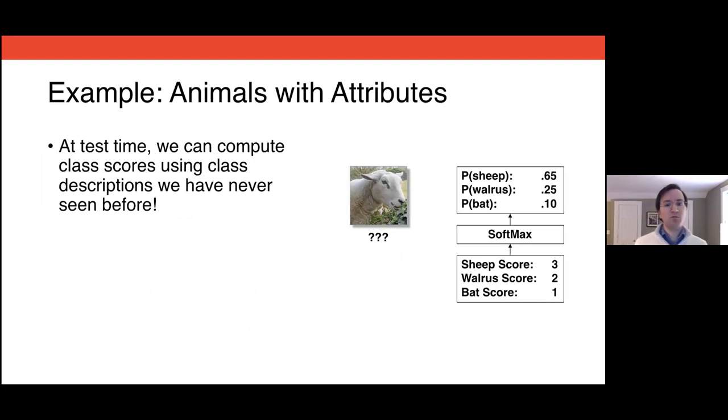So now I can plug in descriptions for things that I've never seen before. And if I do a good job of this learning, then ideally I'll be able to classify these things just based on their similarities with things that I already know about, if I learn these networks correctly. So that's a relatively simple example of zero-shot learning.